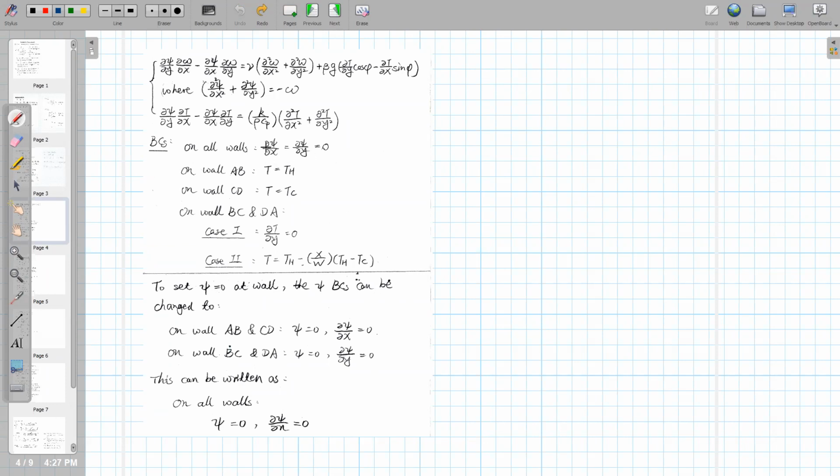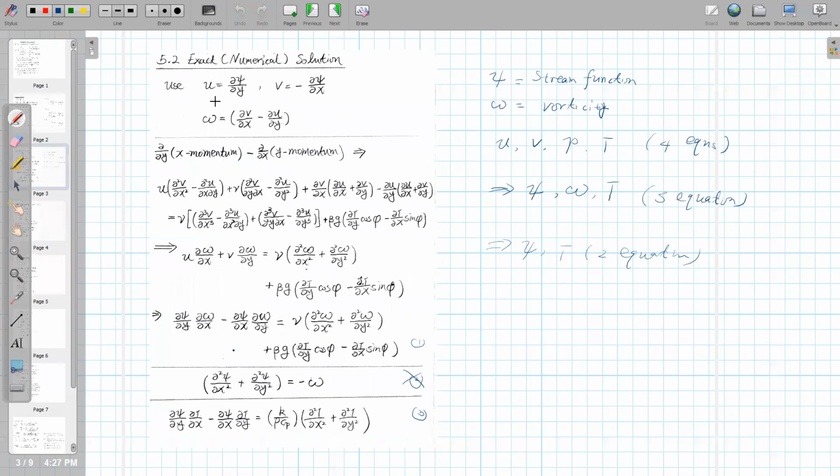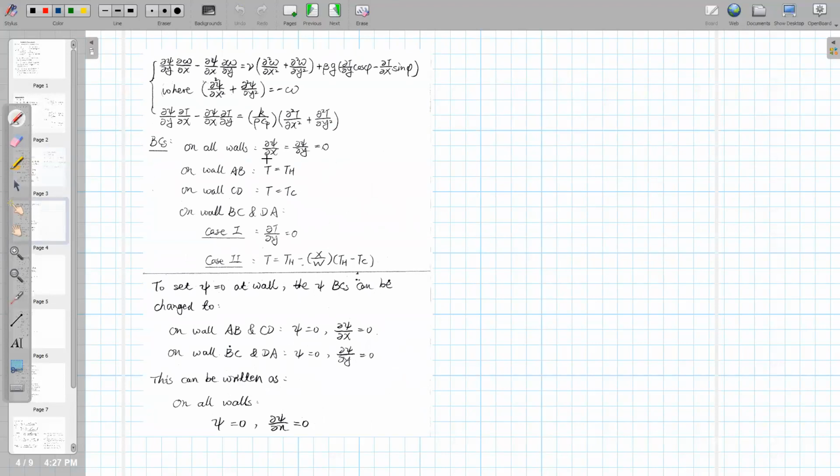Because look here, we have the velocity equal to 0 at all walls, right? U and V equal to 0 at all the walls, and we know that U and V can be calculated based on this stream function: partial psi over partial y for U, minus partial psi over partial x for V. So we can just think that on all walls, partial psi over partial x and partial psi over partial y equal 0, because U and V are equal to 0 on the wall. We can do that, but this boundary condition is problematic.